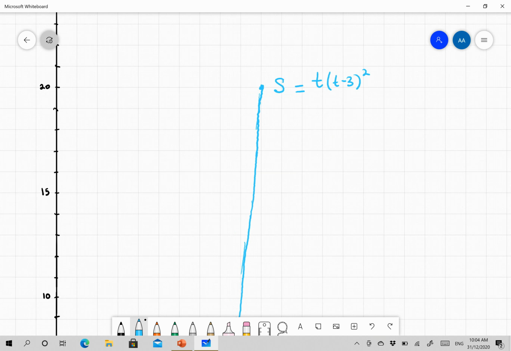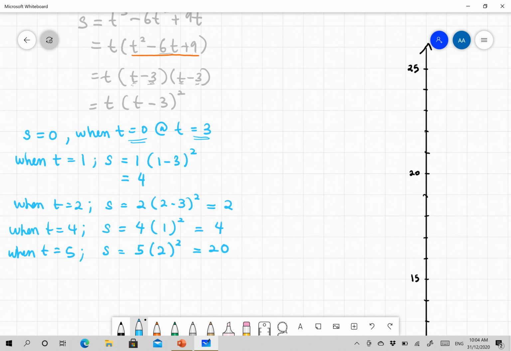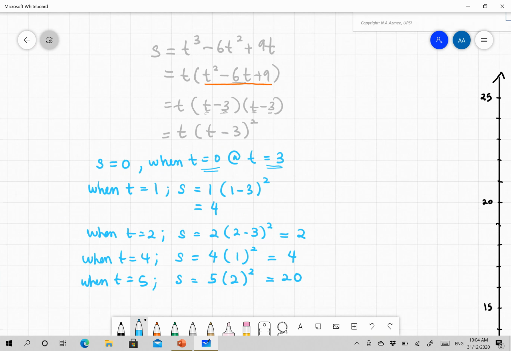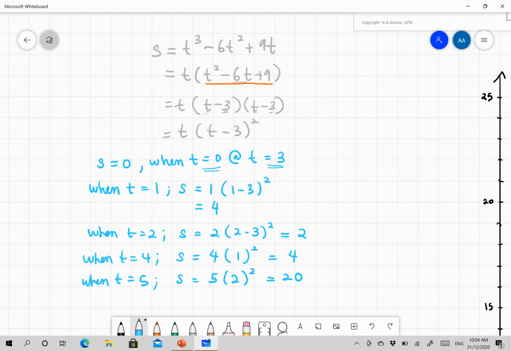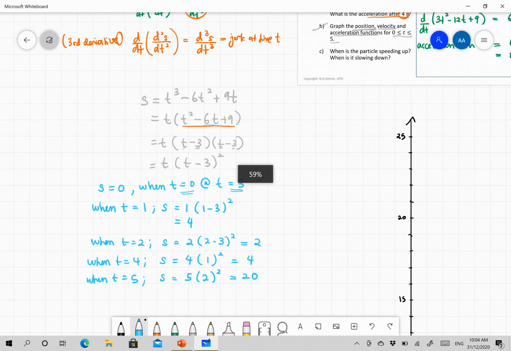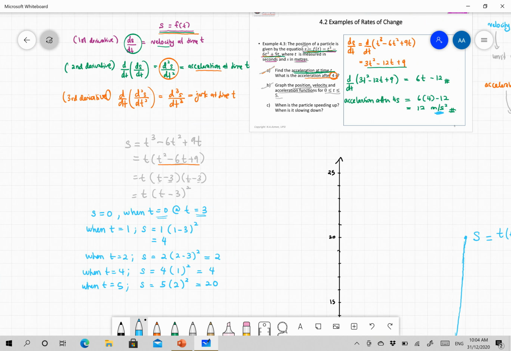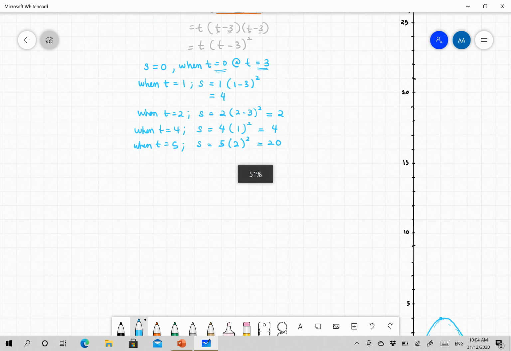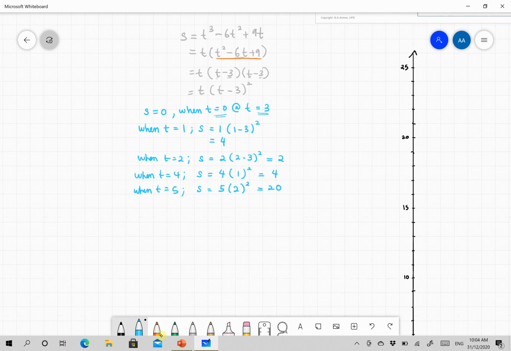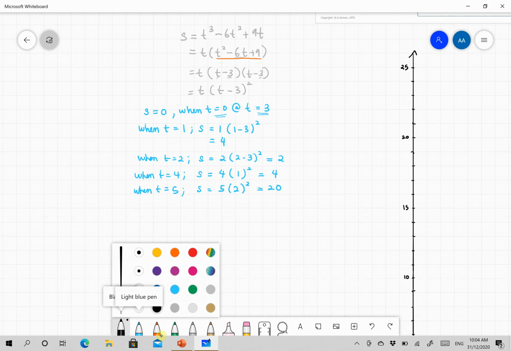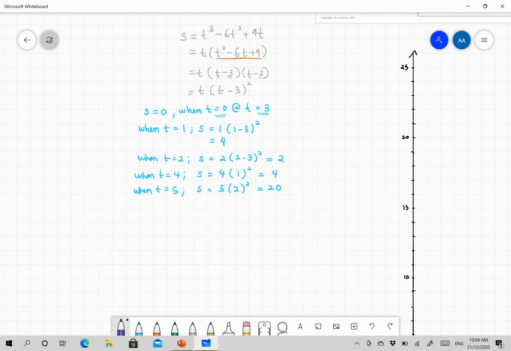Now let's move on to velocity. All right, so for velocity, maybe I will just erase this part. Oh, never mind. Okay, so for velocity, we will have the following function. So for velocity, v is given as 3t squared minus 12t plus 9, yeah?